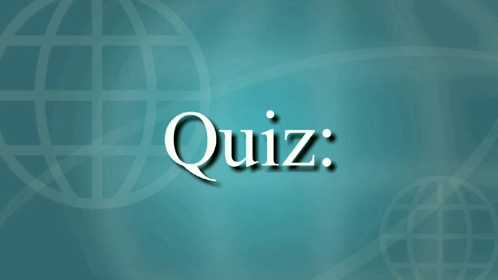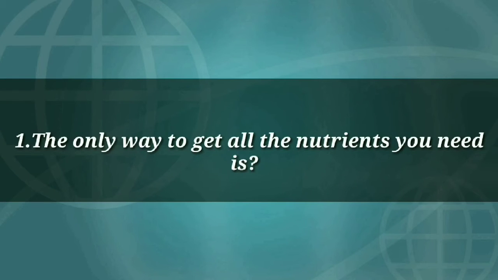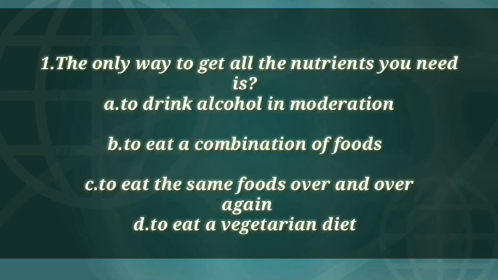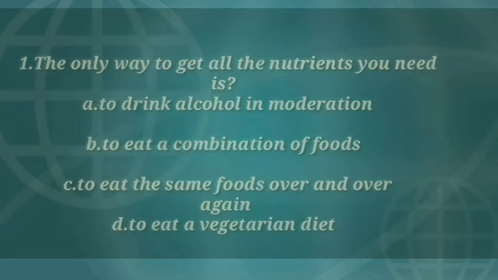Let us take a little quiz together to test ourselves about the lesson of today. Question number 1. The only way to get all the nutrients you need is option number A, to drink alcohol in moderation. Option number B, to eat a combination of foods. Option number C, to eat the same foods over and over again. Option number D, to eat a vegetarian diet. The correct answer is option number B, to eat a combination of foods.